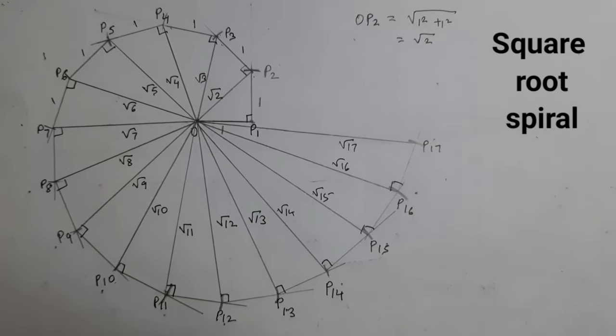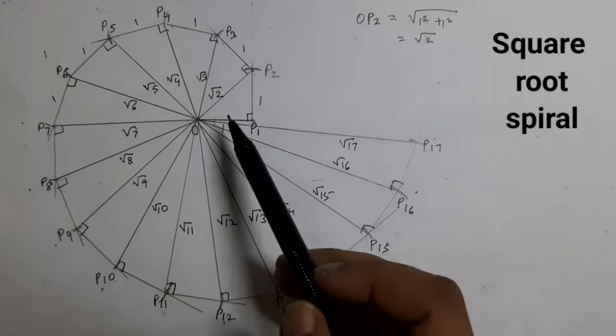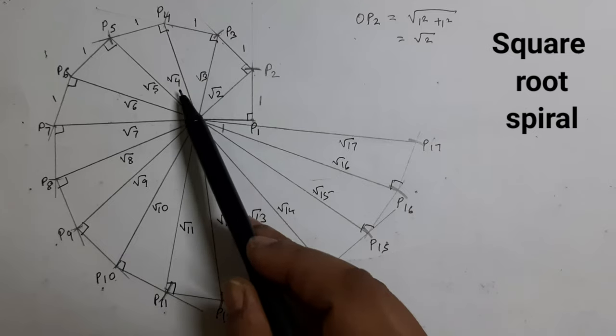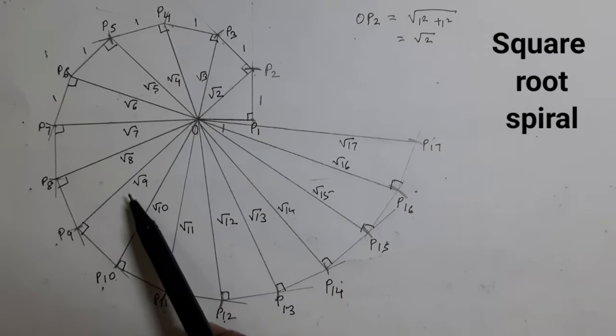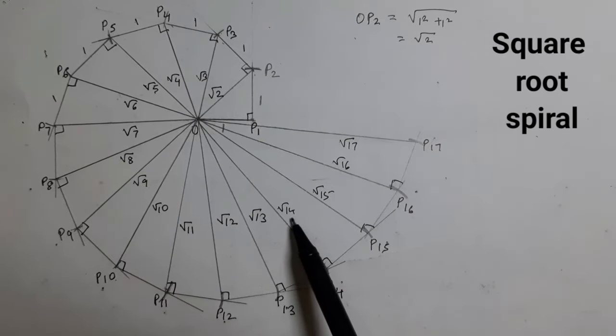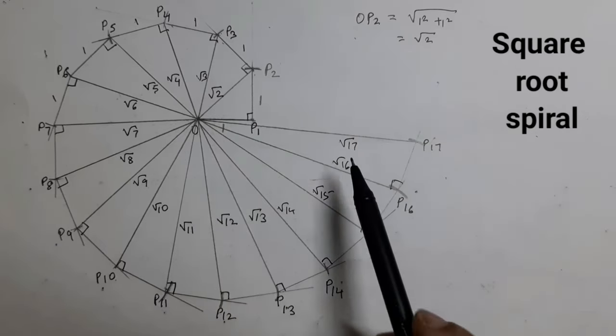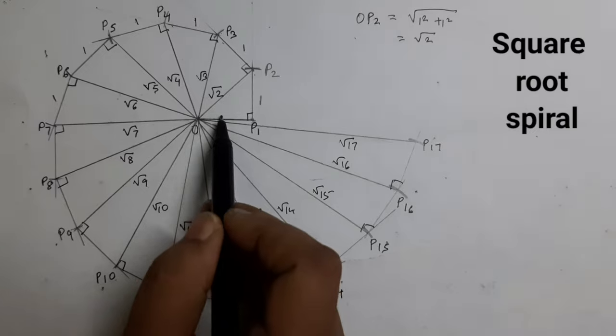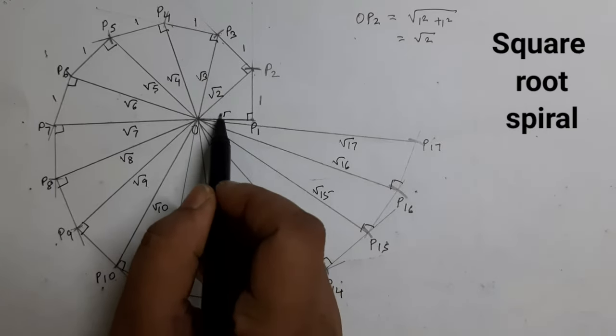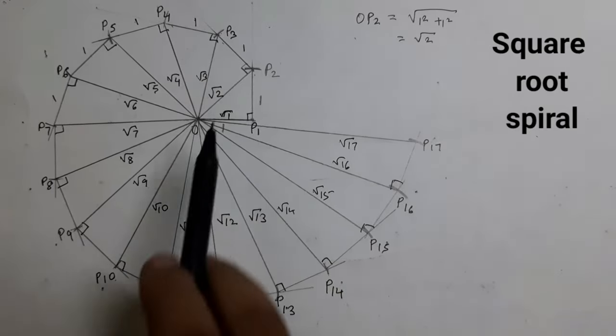So now our spiral is ready. You can see here square root of 2, square root of 3, 4, 5, 6, 7, 8, 9, 10, 11, 12, 13, 14, 15, 16, 17. So from square root of 2 to square root of 17, you can take this 1 as square root of 1 if you want, because square root of 1 is 1. So square root of 1.